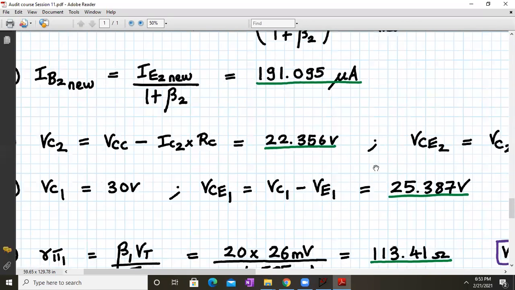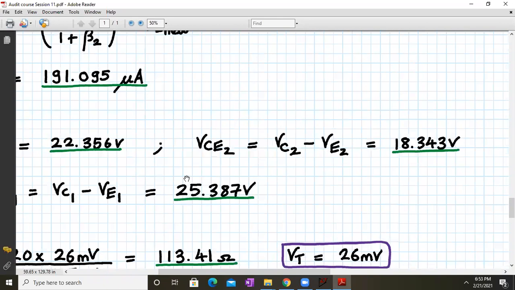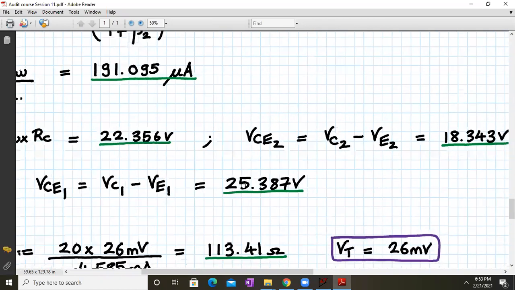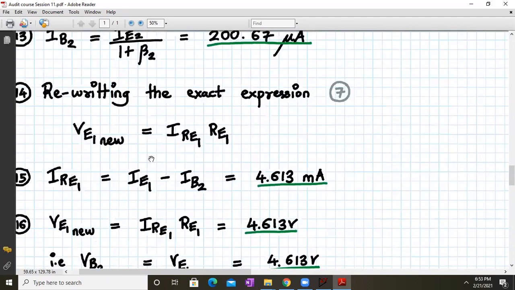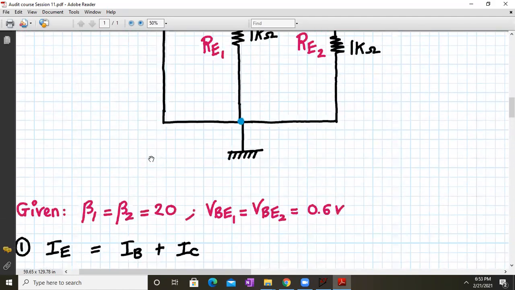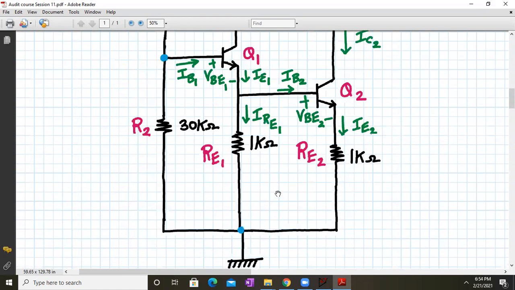Then VC1 is 30 volt directly, and VCE1 will be VC1 minus VE1, that will be 25.387 if you calculate it. Then VCE2 will be VC2 minus VE2, which will be 18.343 volt. Okay, so these are all the terminal voltages and the terminal currents for both the transistors Q1 and Q2 over here. Okay, now let us proceed forward.